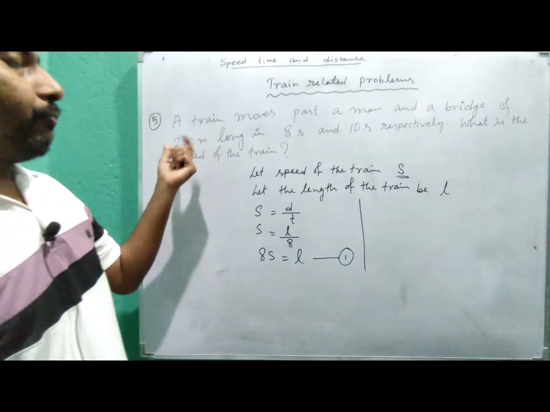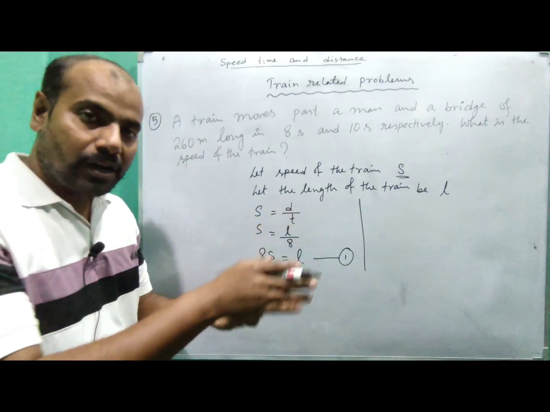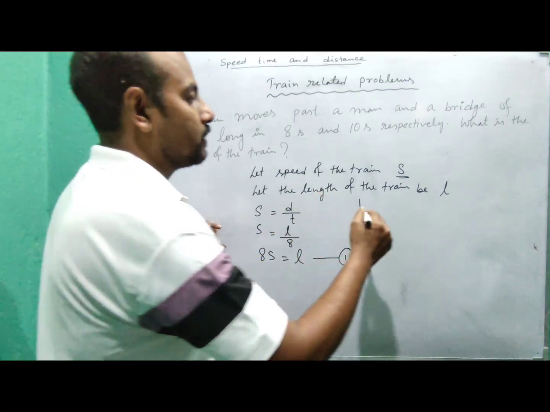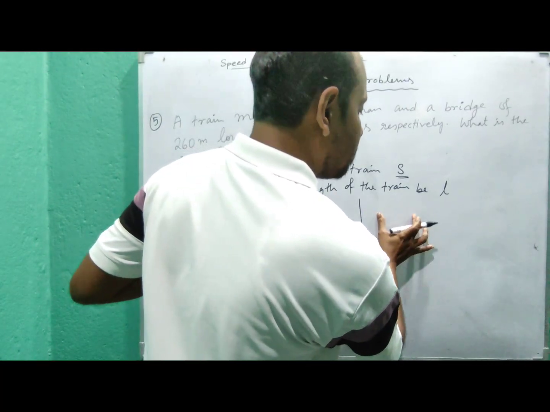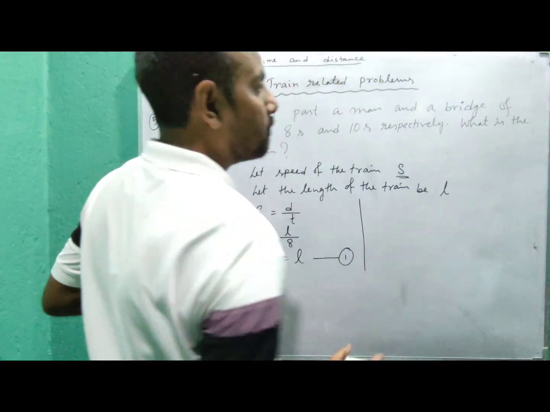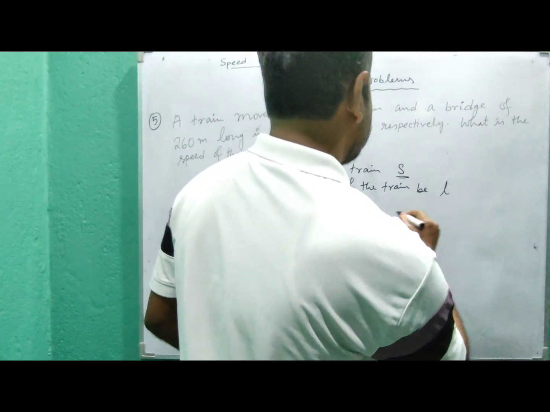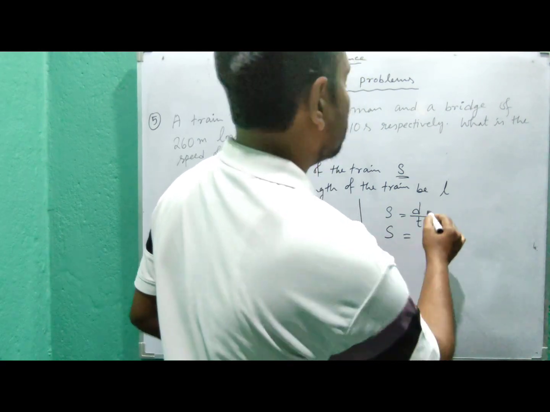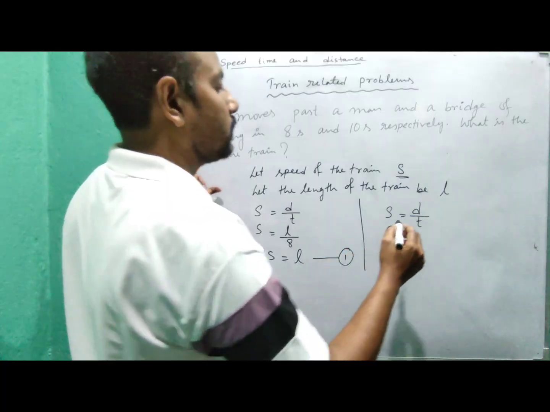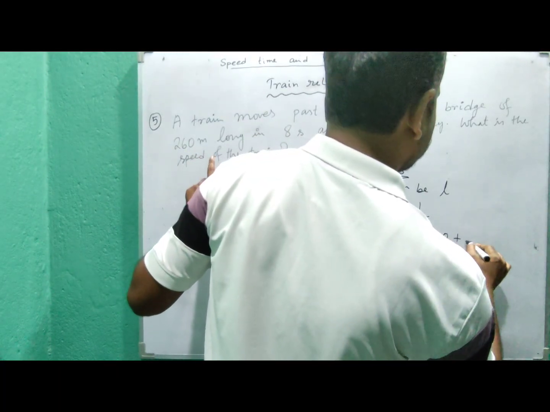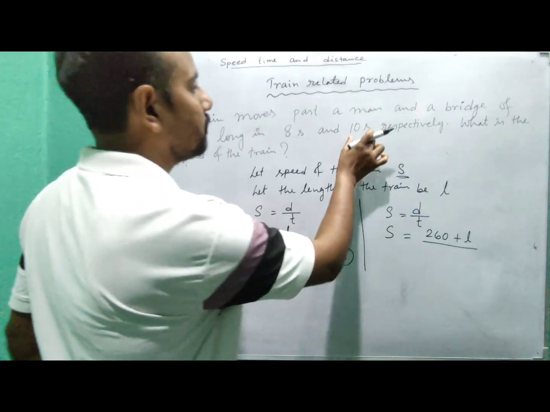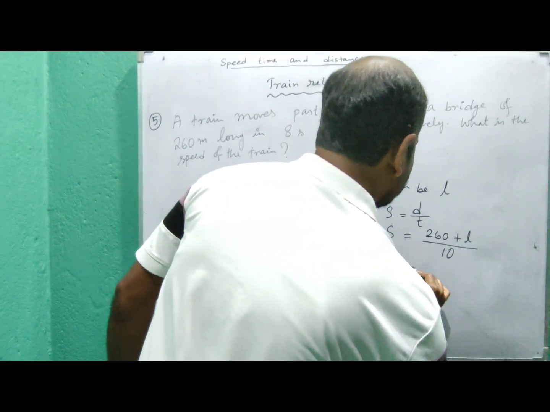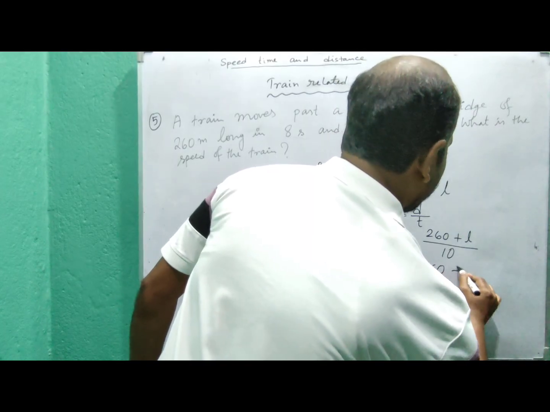Again, when a train crosses a bridge, the distance covered by the train is the sum of the length of the train plus the length of the bridge. So speed equals distance by time. So S equals distance, which is 260 plus L, by time, 10 seconds. So 10S equals 260 plus L.